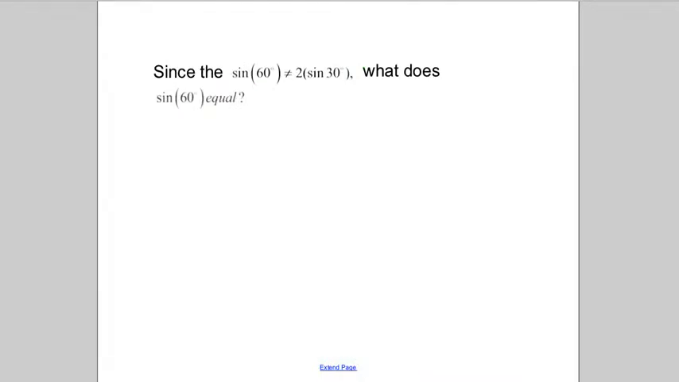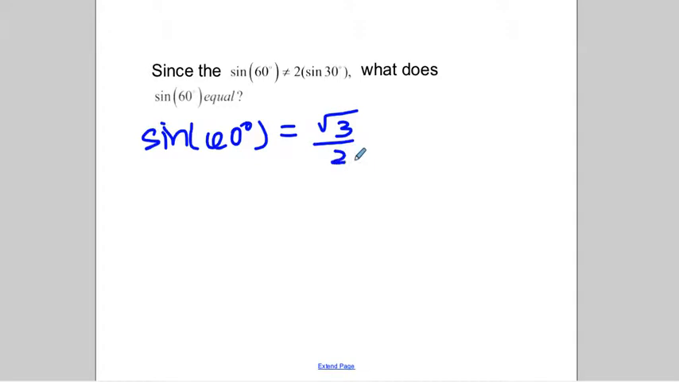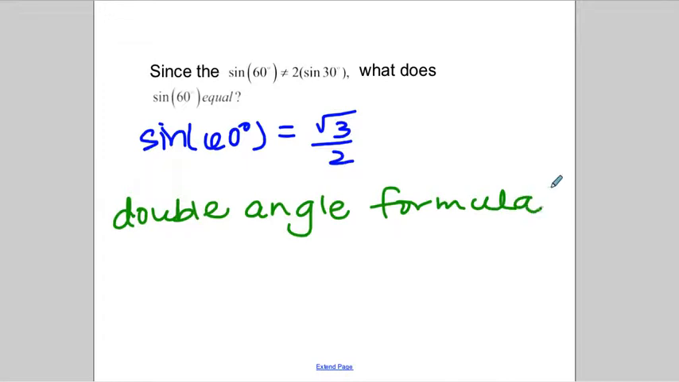All right. Next question. Since sine of 60 degrees does not equal 2 sine of 30, what does sine of 60 degrees equal? Well, we know what it equals based off of our hand trick from earlier. We know that sine of 60 degrees was equal to square root of 3/2, and you can do that by your hand trick. But I want to show it using a double angle formula. Okay, so I'm going to prove that it equals square root of 3/2. Well, that line got a little crooked there.